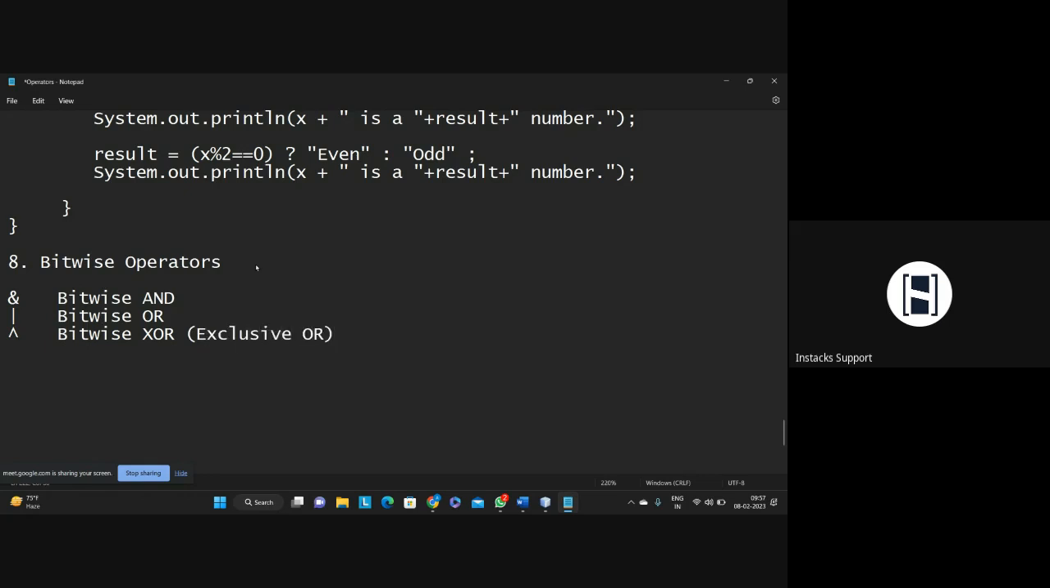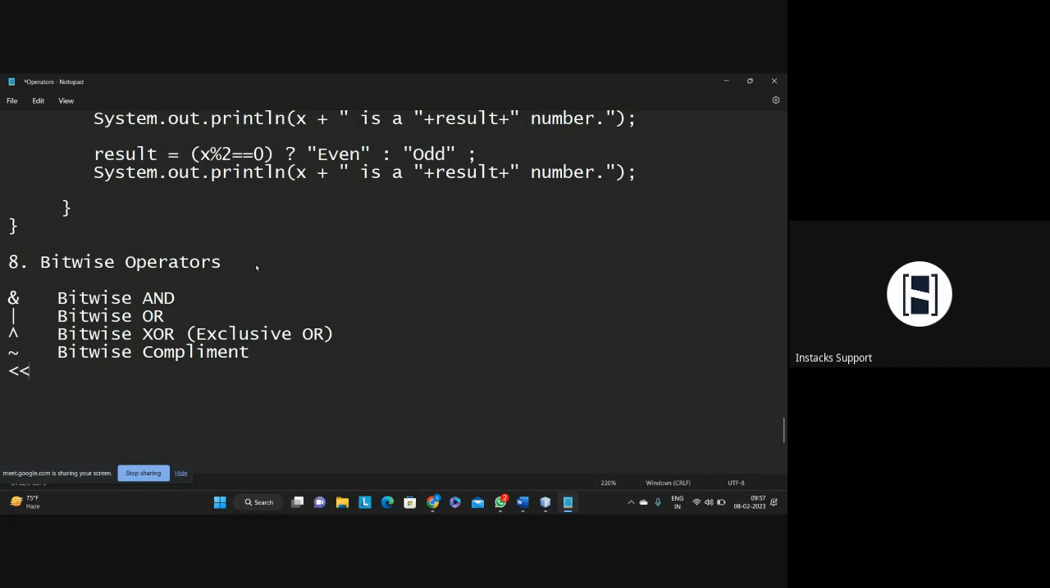Exclusive or just another name for this operator. Then you have your complement operator. So this is my bitwise complement operator. The symbol we use is the tilde symbol.